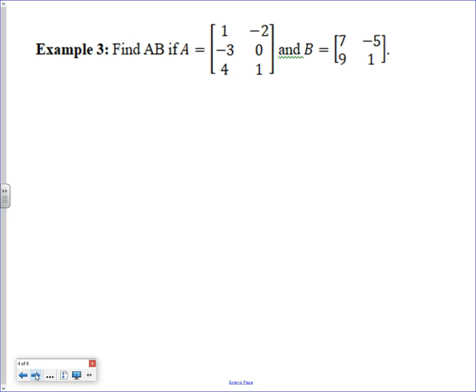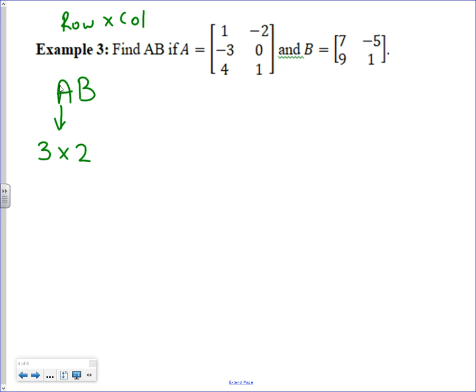Let's look at this one. It says find AB. I want to know if I can find AB. So the first thing I do is I got to figure out what's the dimensions of A. Remember, the dimensions is always rows by columns. So how many rows does A have? 3. How many columns? 2. So A is a 3 by 2.